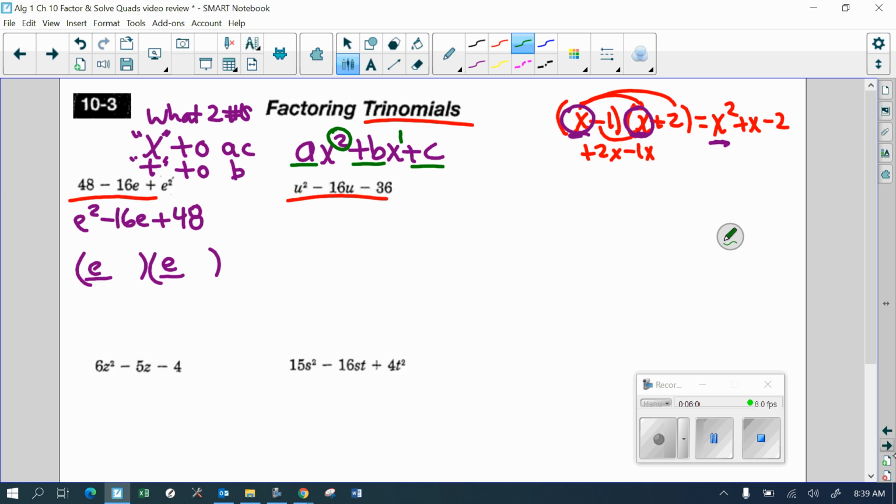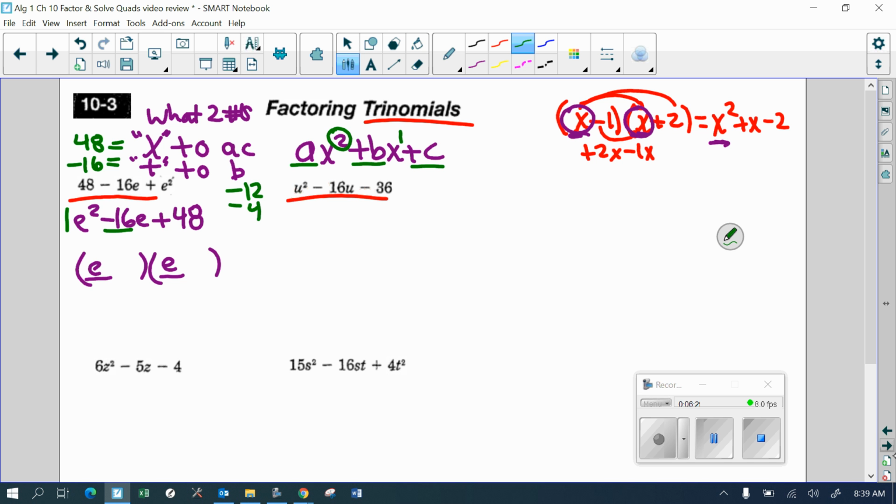So it multiplies to whatever A times C is. 1 times 48 is 48. And adds to B, negative 16. So what two numbers multiply to 48 and add to negative 16? Okay, that's going to be negative 12 and negative 4. That multiplies to positive 48 and adds to negative 16.